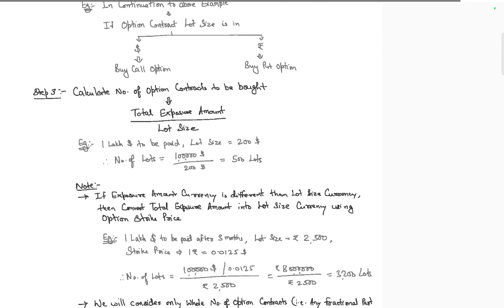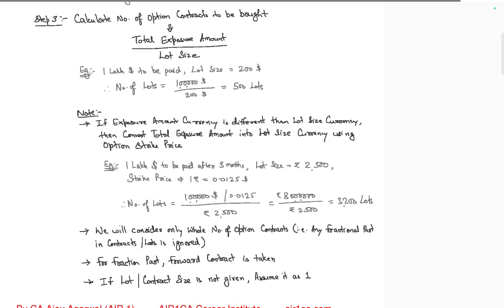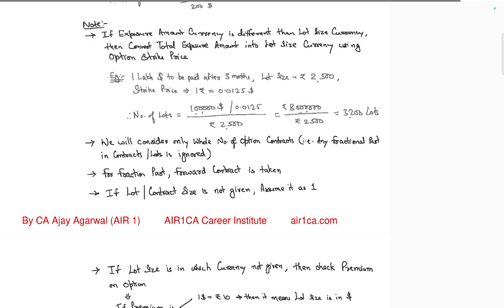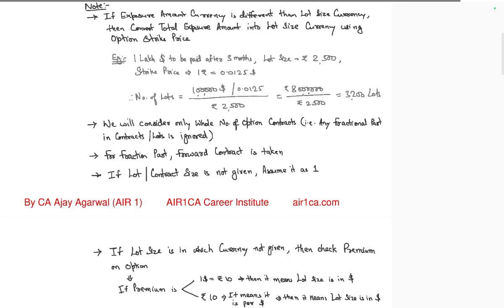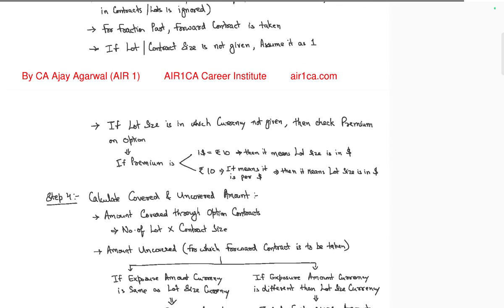Calculate the number of option contracts to be bought: total exposure amount by lot size. If the exposure amount currency is different from the lot size currency, convert the total exposure amount to the lot size using the option strike price. $1 lakh is to be paid in 3 months. Lot size is 2,500. Strike price is equal to the lot price. $1 lakh by lot size into $1 by lot price gives 3,200 lots. It will be considered as a whole number of option contracts. Any fractional part of the contract lot is ignored. So a fraction per forward contract is taken; the lot contract size is not given. Okay.